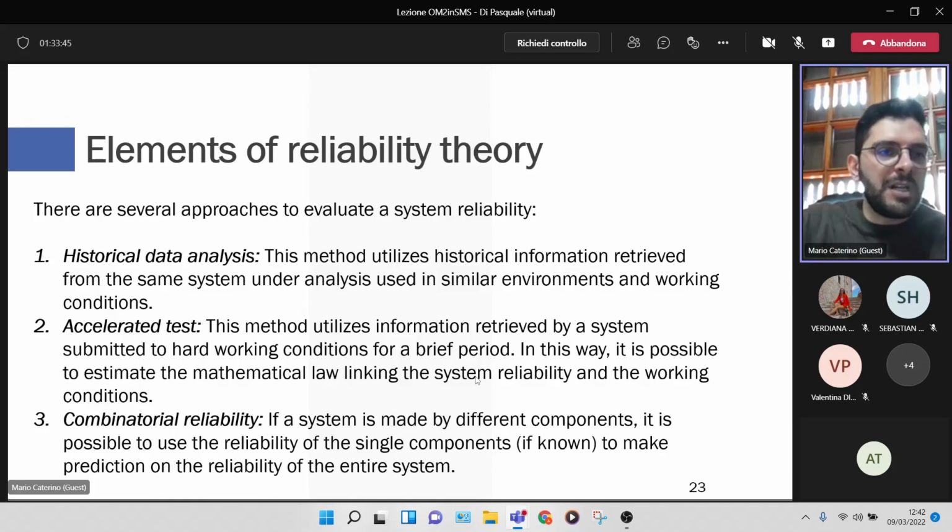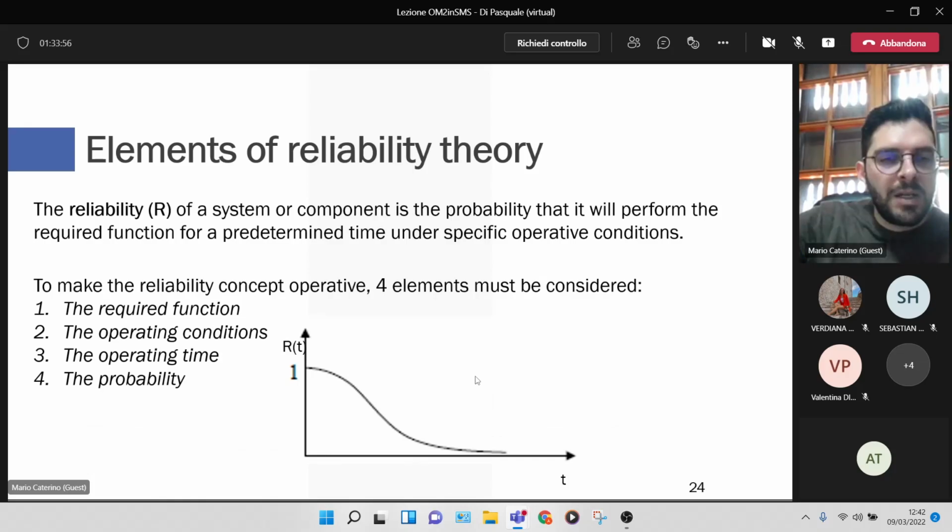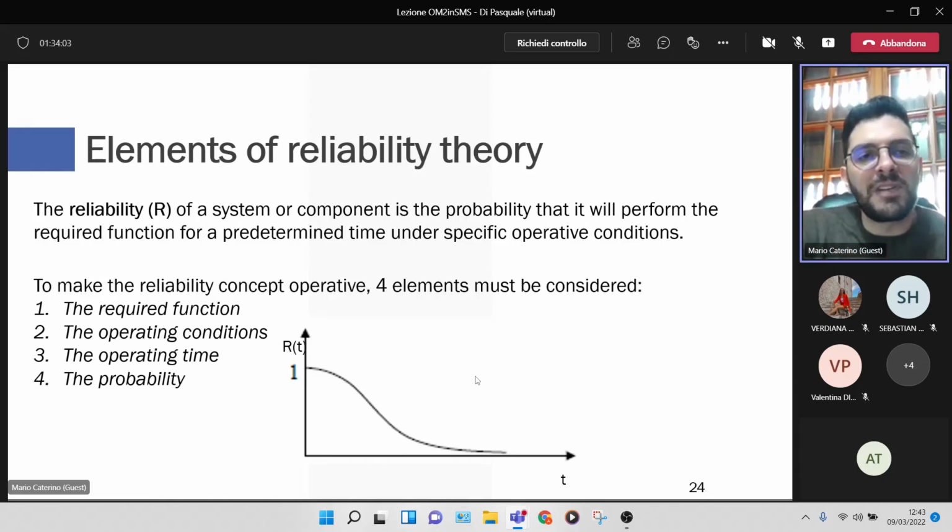So these are the three main methods to obtain reliability information. But what is reliability? The reliability of a system can be defined as the probability that the system will perform the required function for a predetermined time under specific operative conditions.